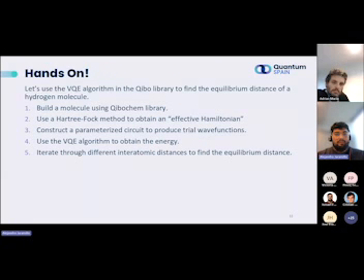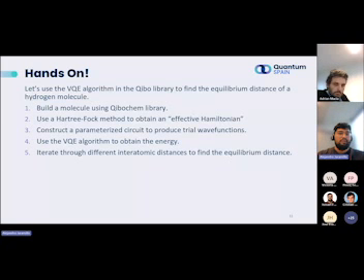And with that, we're going to start the hands-on. I'm going to show you how to code the VQE algorithm using the Kibo library, which is a middleware library that allows you to simulate and run quantum circuits. And then we're going to use this to find the equilibrium distance of a hydrogen molecule. So it's quite a small system.